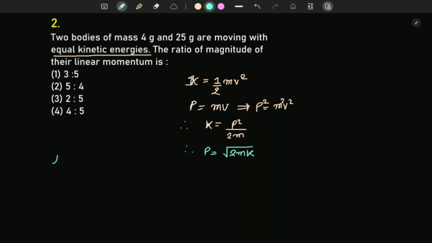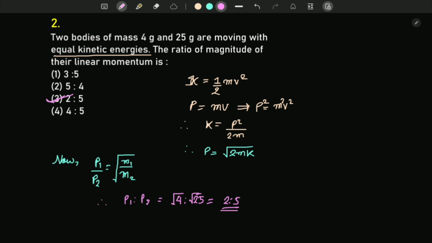So we need to find the ratio. So I can say that P1 by P2 equals under root m1 by m2, because kinetic energy is equal. So it only depends on the ratio of m1 and m2. So P1 is to P2 equals under root 4 is to under root 25, since the first mass was 4 grams. Both are in grams, so I have not converted the units. So 4 and 25 we get 2:5. So option 3, 2:5 is the correct answer to this question.